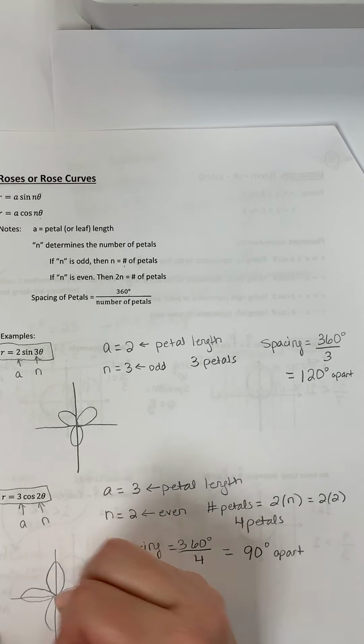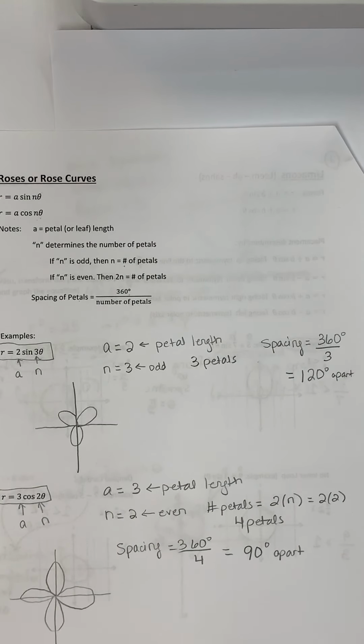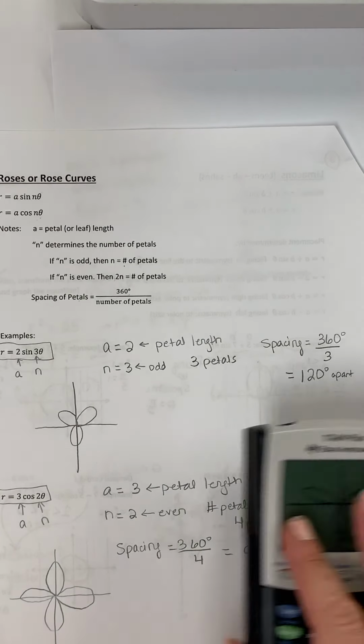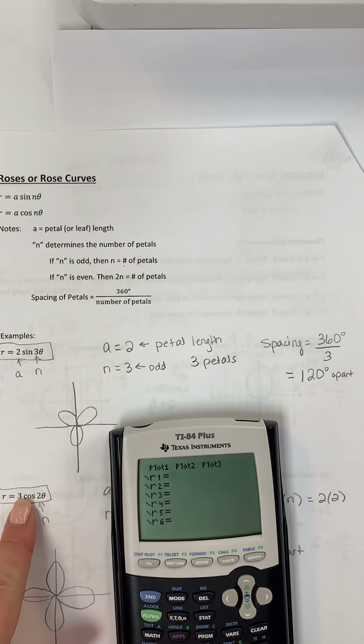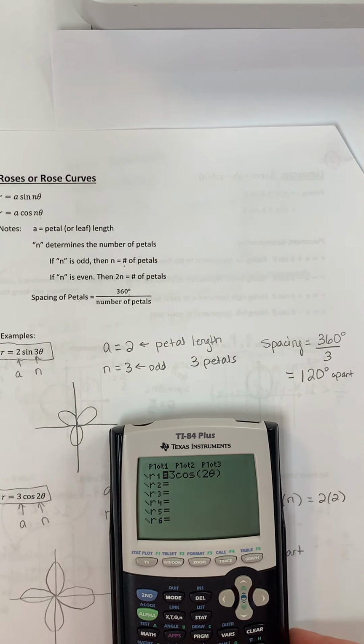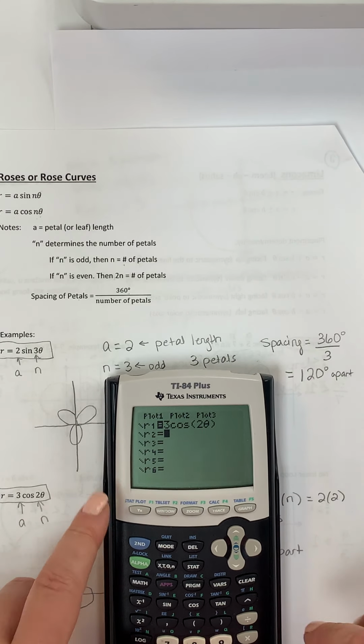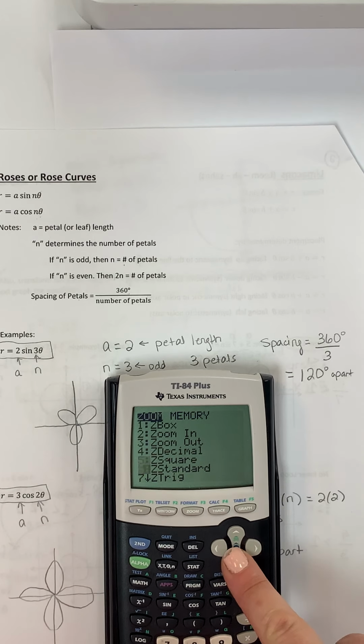Okay, and there we go. That should be what our picture looks like. So let's try it. Let's go back and clear out this one. I'm going to put in 3 cosine 2 theta. Going to hit enter. Oh, I forgot to, let me put this on Zoom standard because I had zoomed in.